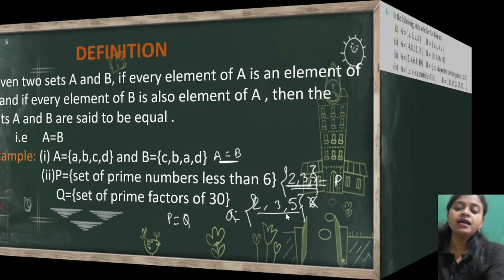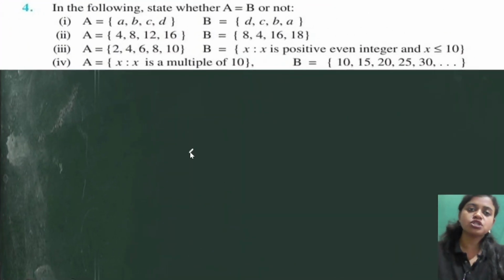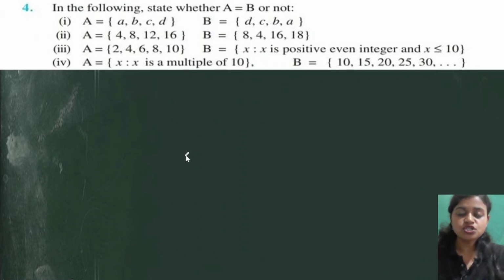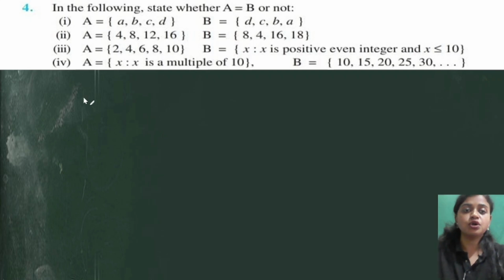Now we'll discuss questions number 4, 5, 6, and these questions are based on equal sets only. In the following, state whether A equals B or not. So you have to say whether A equals B or not. The first question: A is A, B, C, D, which is the previous example, and B is D, C, B, A, so A equals B is true here.